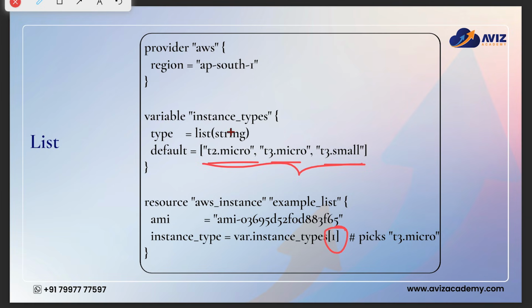See, the thing is the same: var dot instance type, the block name and the variable dot block name are going to be the same. But here we have given it in this list format, right? And we have to define here the type, it's a list of strings. So we are using a list variable for the string values we are defining here. So this is another example.